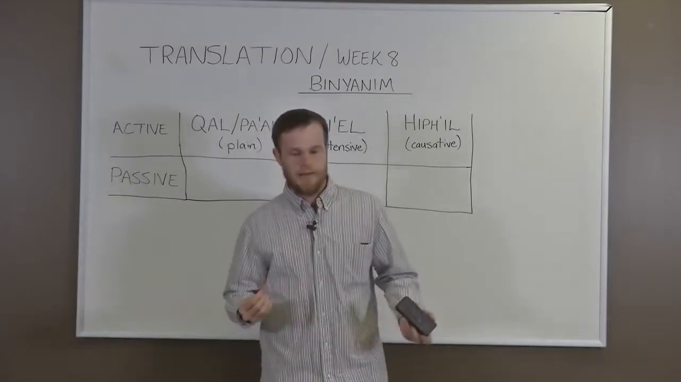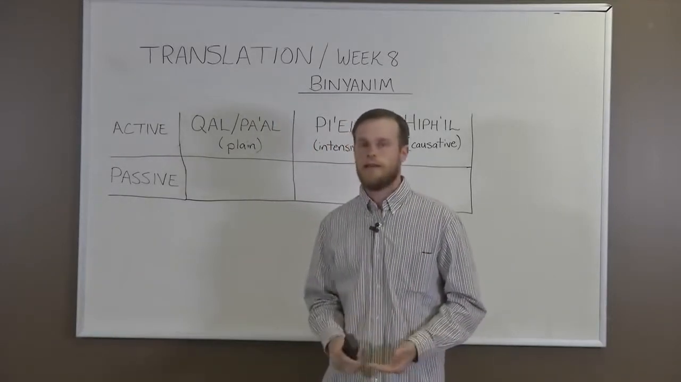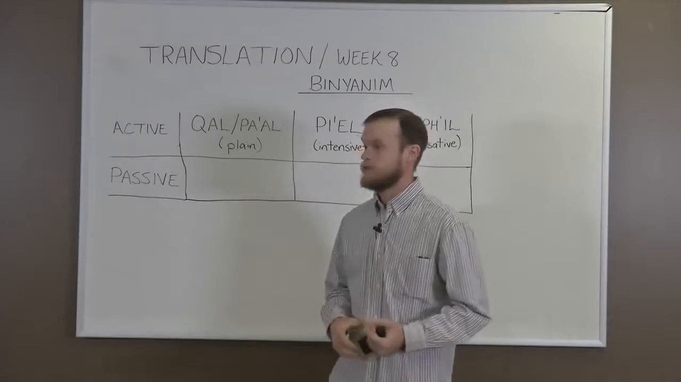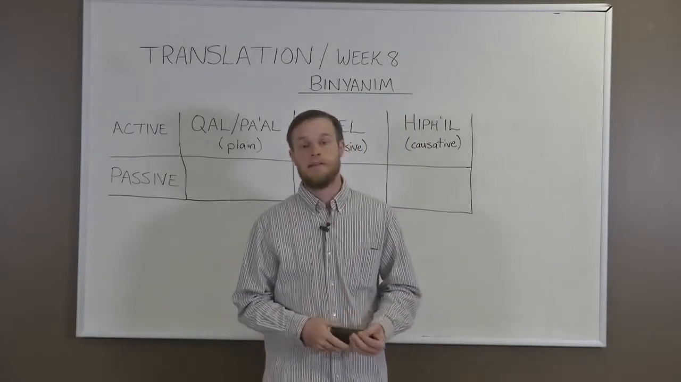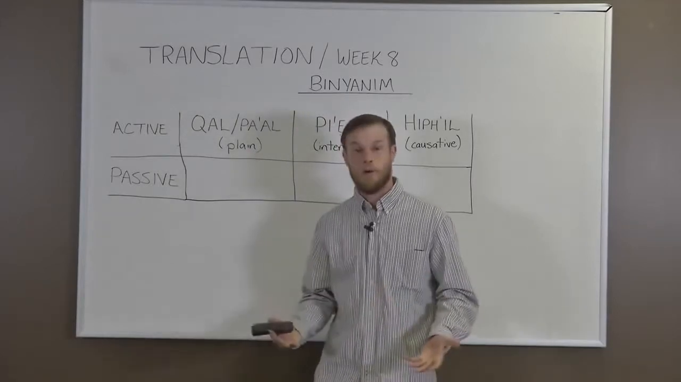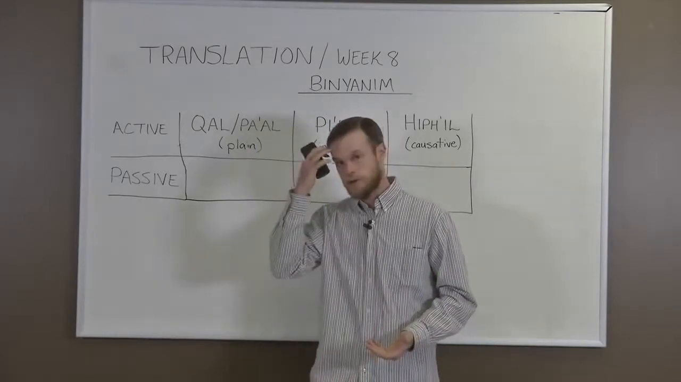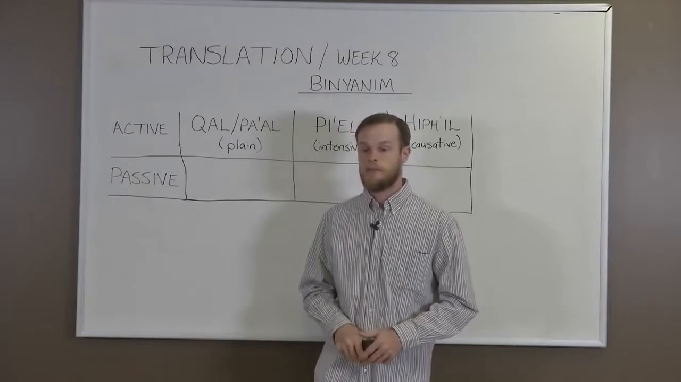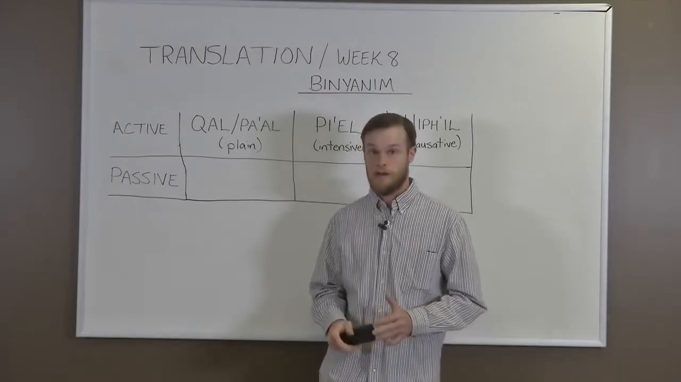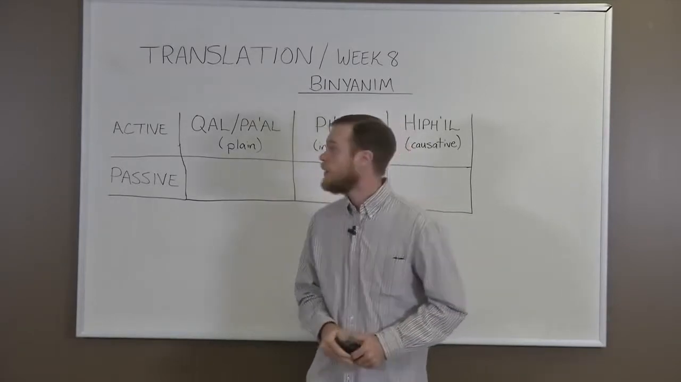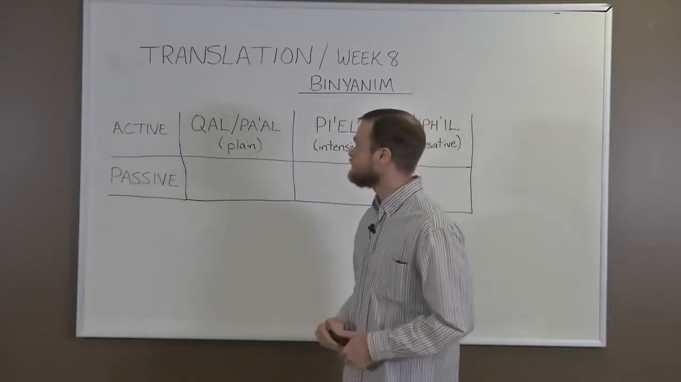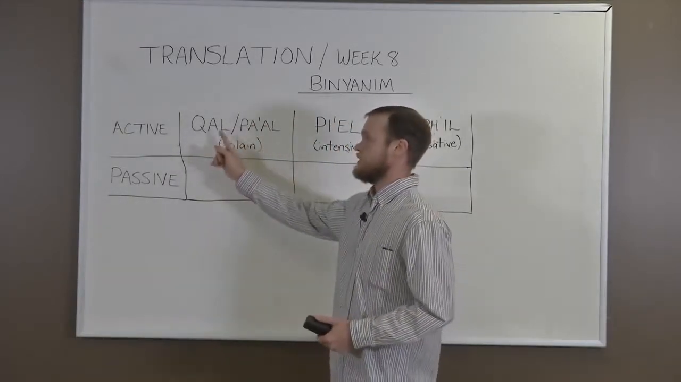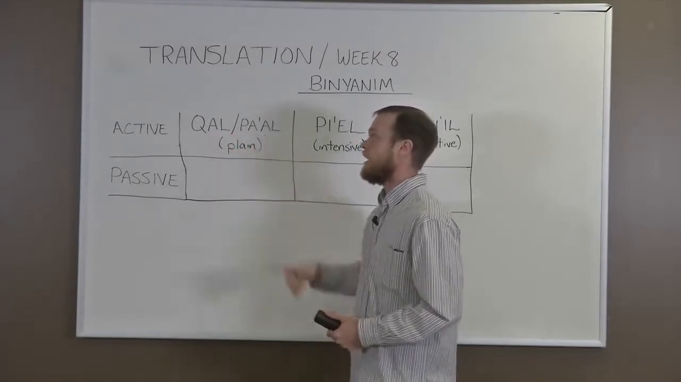The last real major thing that I need to touch on is the rest of the binyanim. Of course, a binyan is a category of conjugation of a verb. There are 7 major binyanim in Hebrew, and so far we have covered 3 of them in this class. The 3 that we've covered have been binyan kal, which you can also call binyan pa'al.